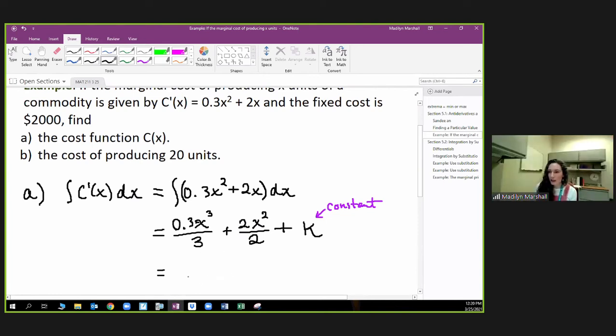So when we reduce these fractions, we get 0.1 x cubed plus x squared plus some constant. So this gives us at least a starting point for our cost function C of x. The thing that we don't know, though, is that constant K. We need to find this. We don't have our full function until we know what that is.